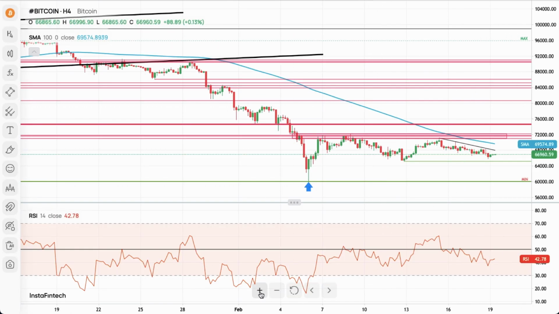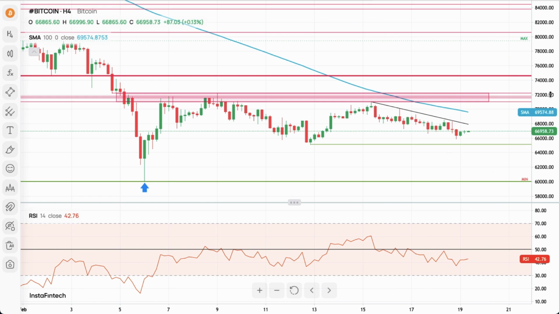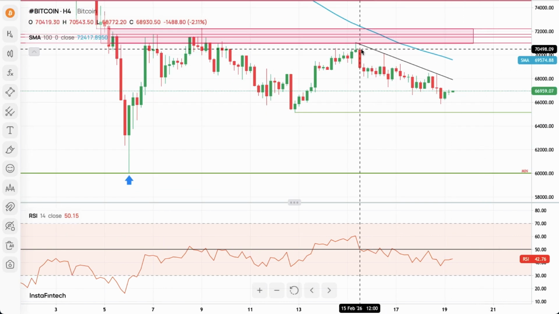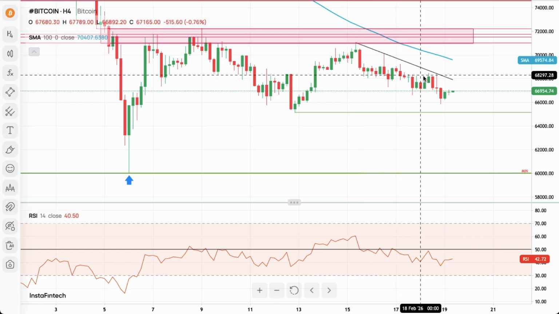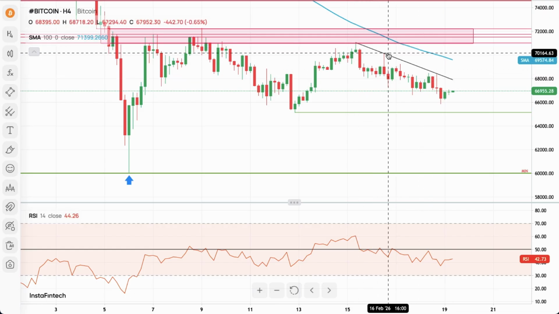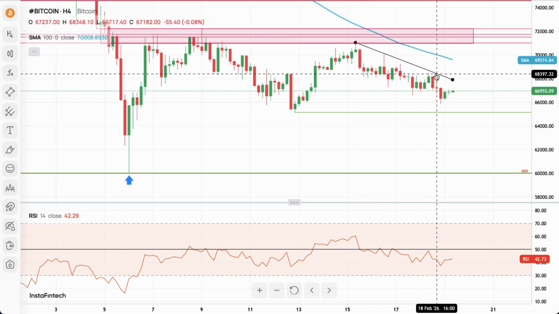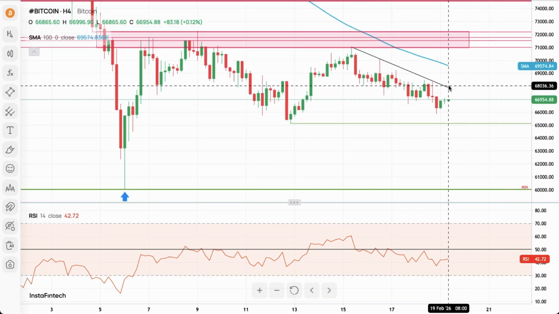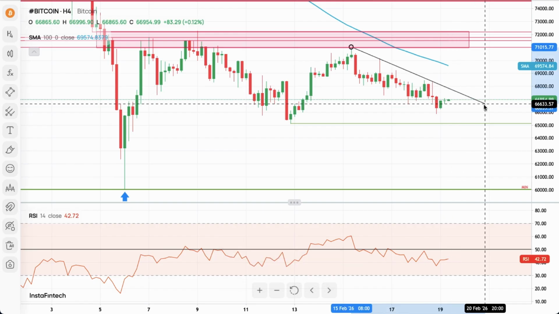And now Bitcoin rejected from that trend line, rejected from the supply zone yet again. As you can see, it follows this trend line. This trend line is being tested. The market knows this trend line. The market recognizes this trend line. We should see another movement to the downside soon, unless this trend line is violated.